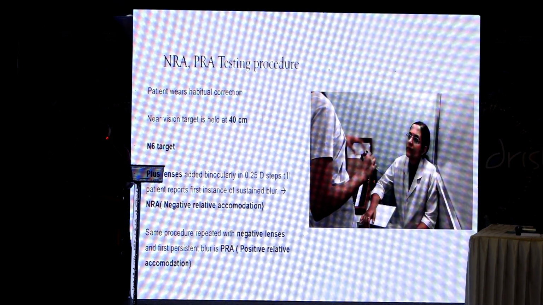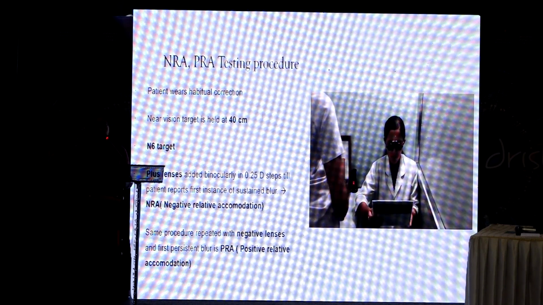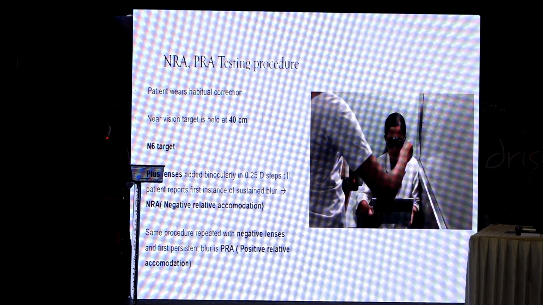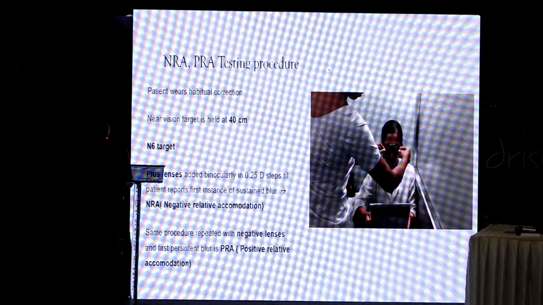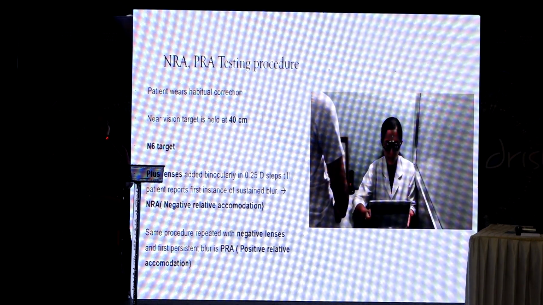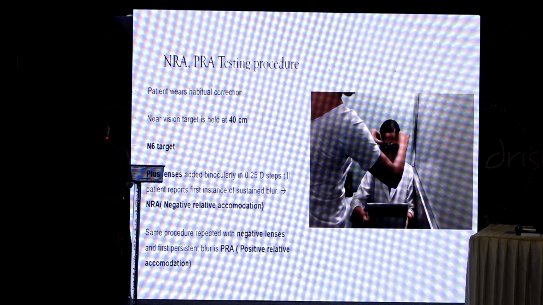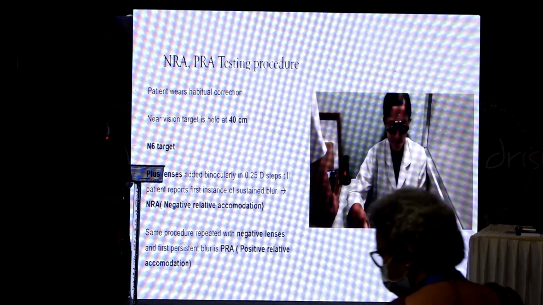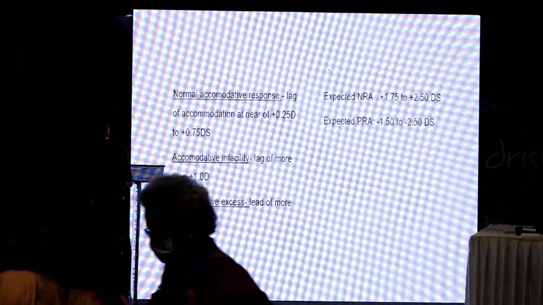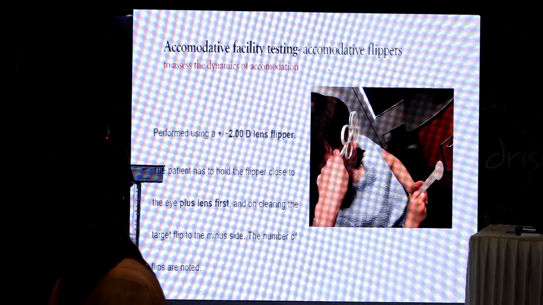This is the NRA-PRA testing procedure. Patient wears the habitual correction. N6 target at 40 centimeters is focused at. And plus lenses are added binocularly in plus 0.25 D steps till the patient reports the first instance of sustained blur. That is the value of negative relative accommodation. Same procedure repeated with negative lenses. The first persistent blur is the positive relative accommodation. These are the normal values for NRA-PRA and normal accommodative response.